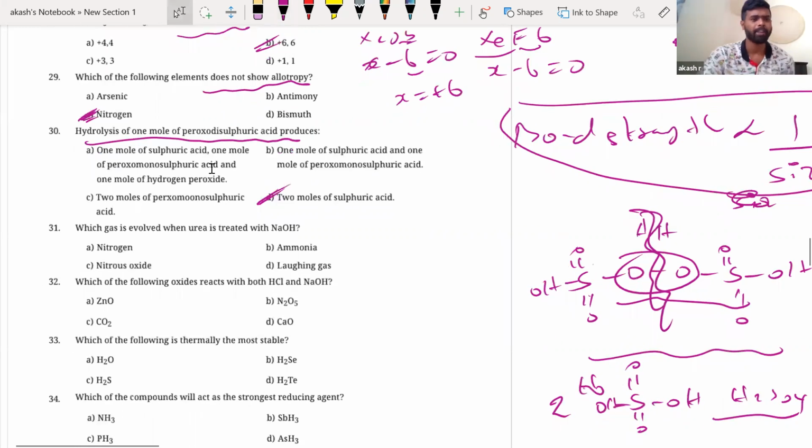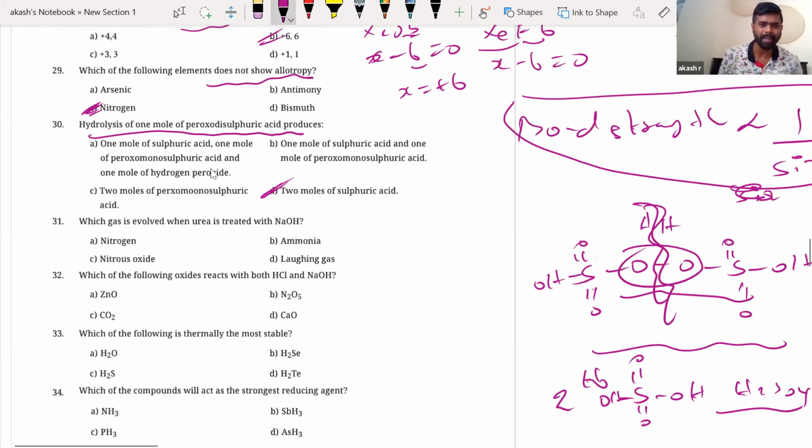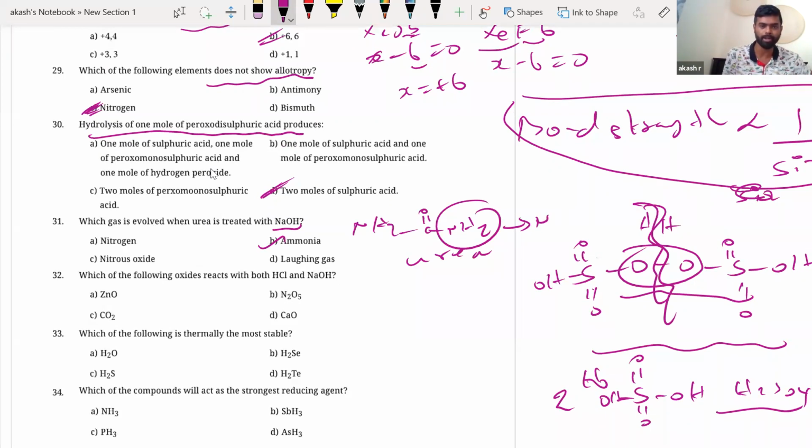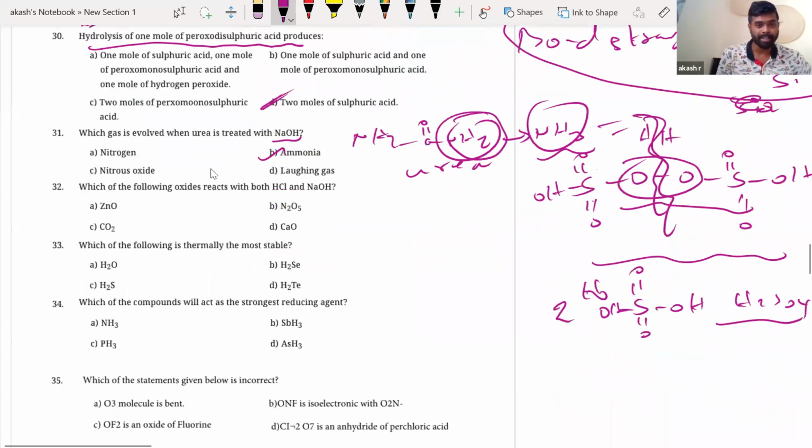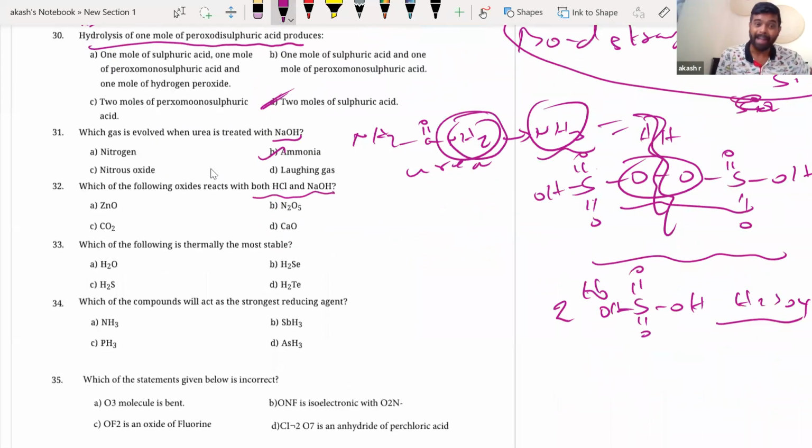Okay, next. Which gas is evolved when urea, NH2CONH2, is treated with NaOH? Definitely the answer is going to be ammonia, NH3. Even if you don't know the reaction, just look at the structure and guess the answer. NH2 is there, so it can easily form NH3. So ammonia should be the proper answer. Okay, next. Which of the following oxides reacts with both HCl and NaOH?